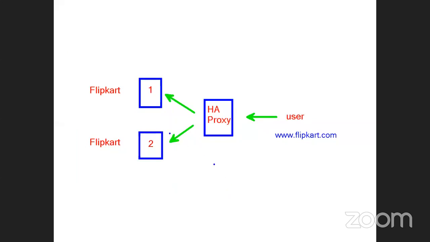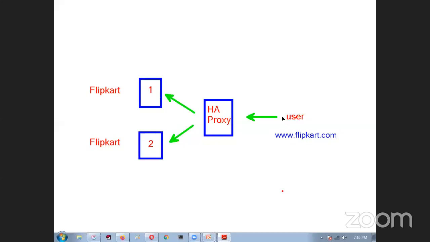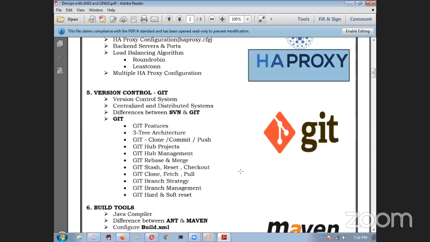Now just see here, in case server 1 is down, the request can be redirected to server 2. So other servers can handle your request. Are you following or not? So this load balancer will always distribute the load across multiple servers. Here HA stands for high availability proxy. We'll see it as a part of this course.